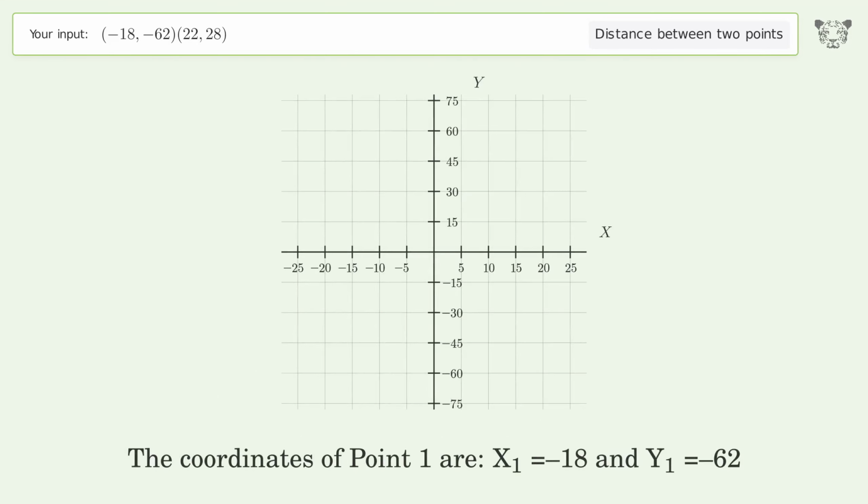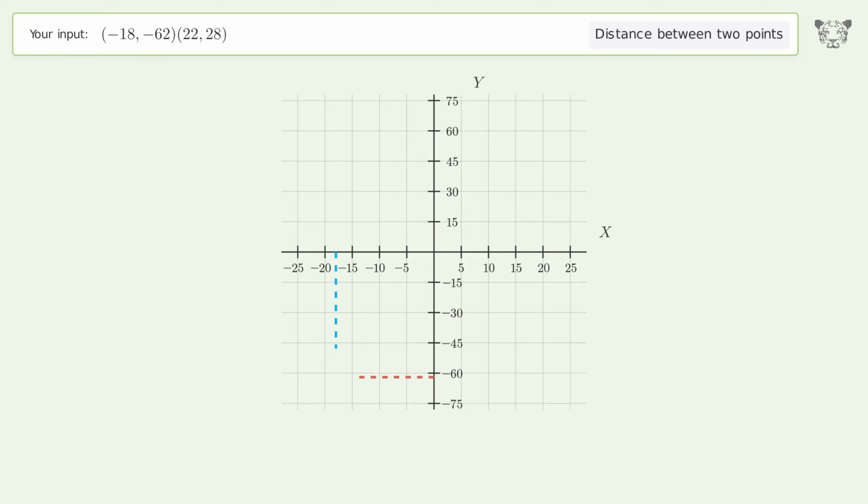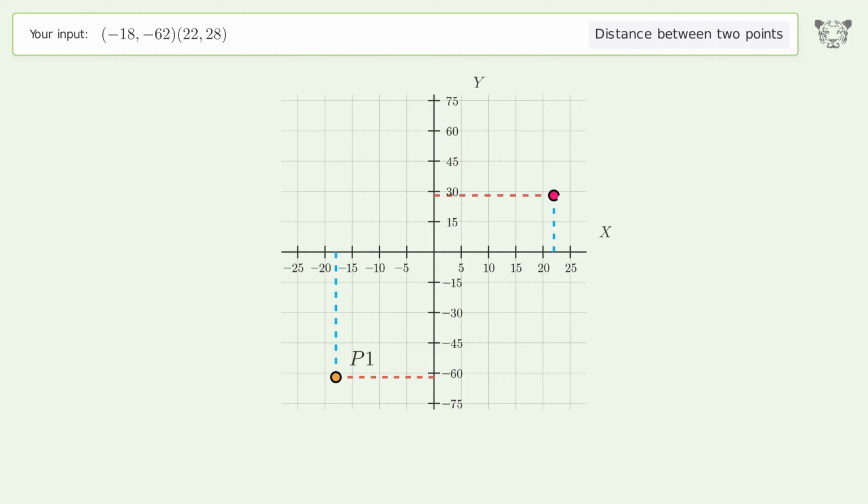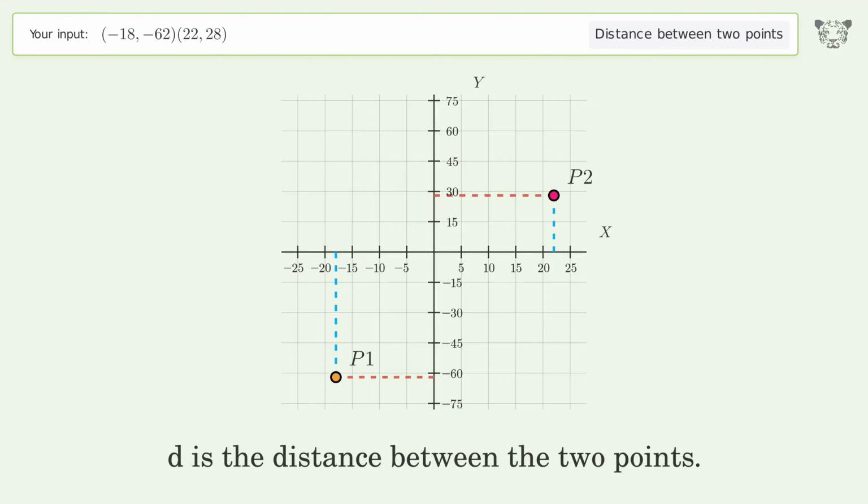The coordinates of point 1 are, x1 equals -18 and y1 equals -62. The coordinates of point 2 are, x2 equals 22 and y2 equals 28. D is the distance between the 2 points.